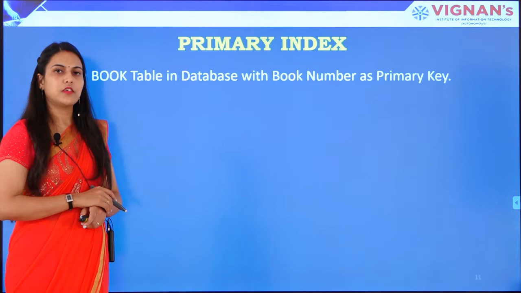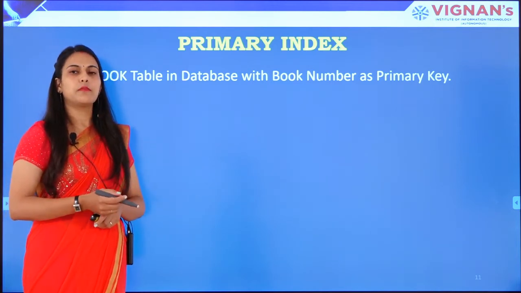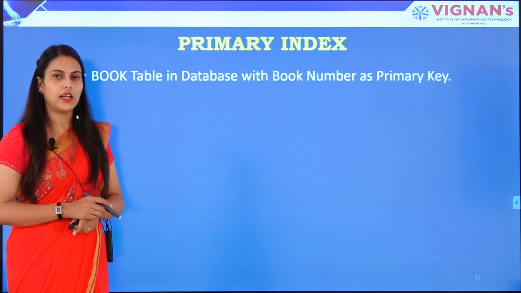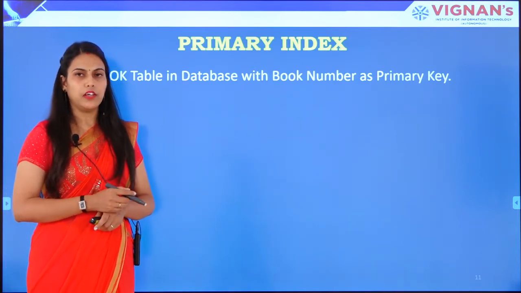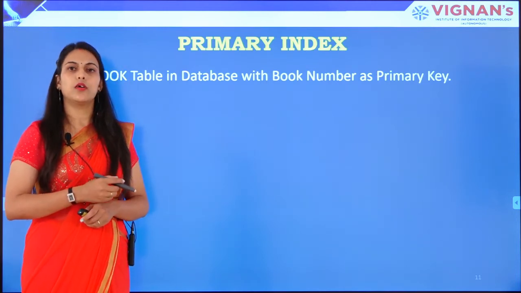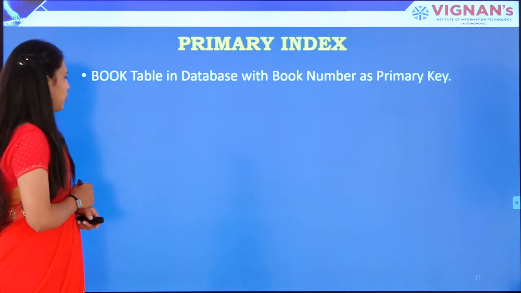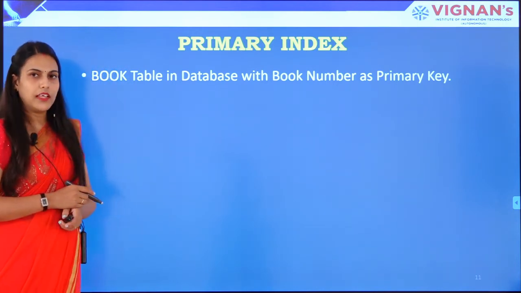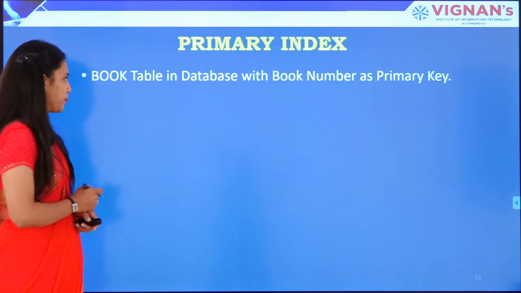Now we will discuss primary index in detail. When I say we are discussing primary index, that means the data will be ordered and it will have key values. So data will be sorted in either ascending or descending order, plus it will have unique values. We will take one example and understand how primary index is used.